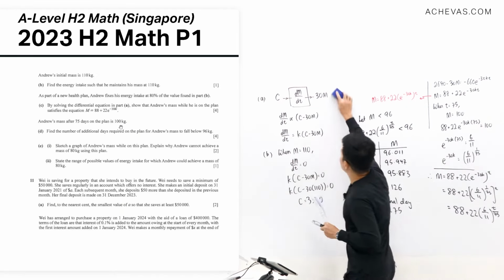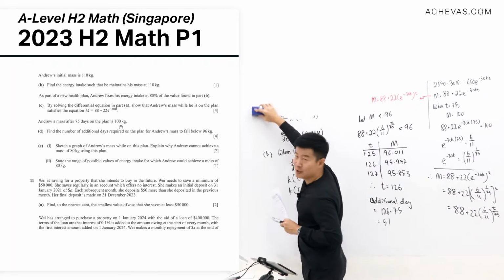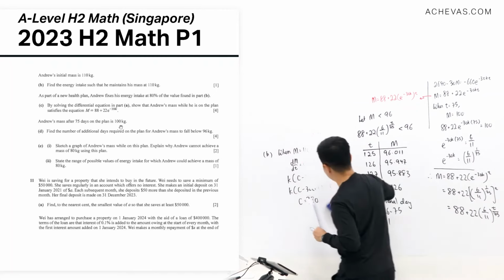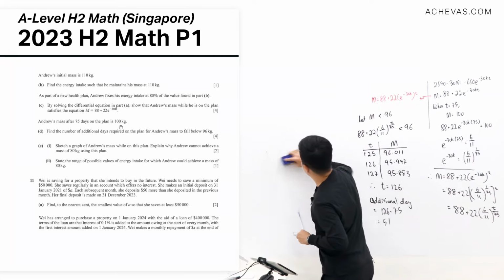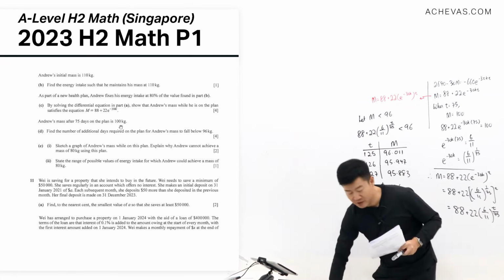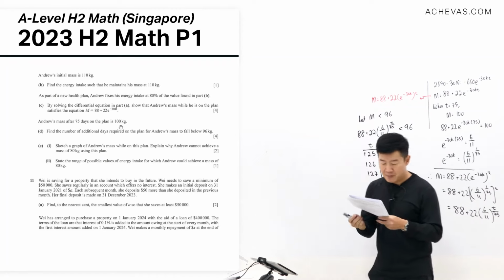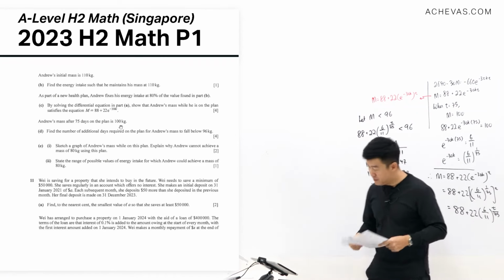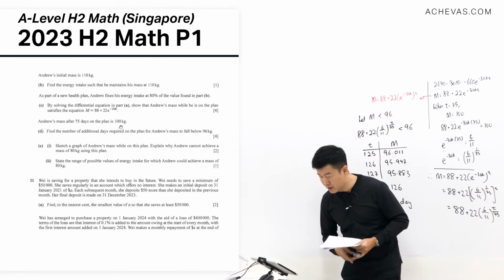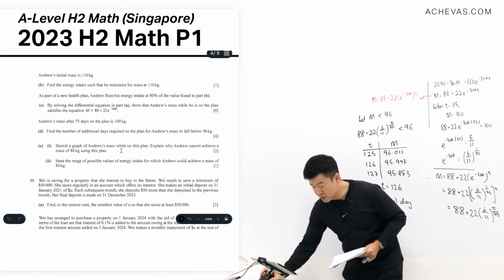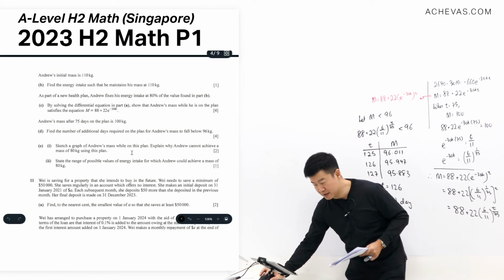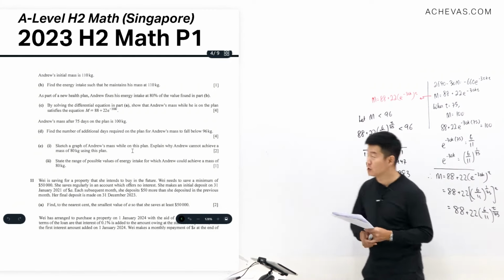Okay, we are coming to the end of the question, and I'm actually doing it from the right to the left, but that's okay. I will still need some of the results that I've written on the board, so I'm going to leave it there. And in part E part 1, we are supposed to sketch a graph plotting Andrew's weight versus the time for this particular plan. And we want to explain why Andrew can never achieve a mass of 80 kg using this plan.